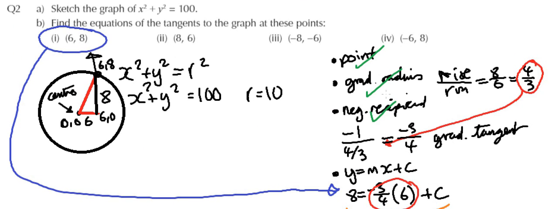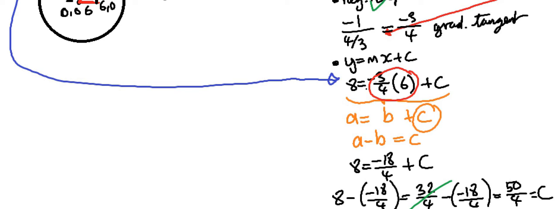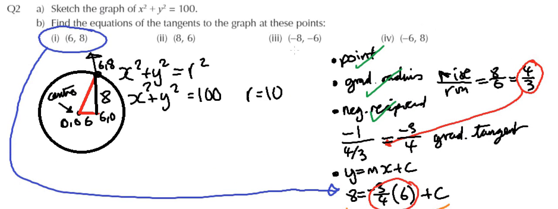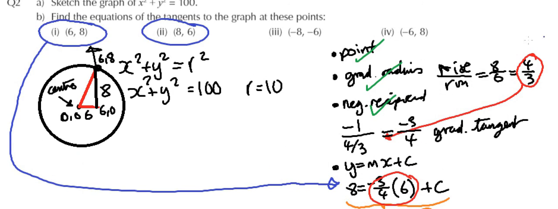So, quick recap. Point, gradient of the radius, find the negative reciprocal, substitute them into my equation, my point and the gradient I found, find c, and then put them all, finally, into my equation of the tangent. Now it's time to have a go at II. Press pause now and have a go yourself, and then I'll go through the answer.